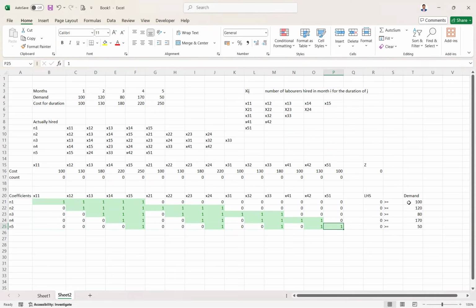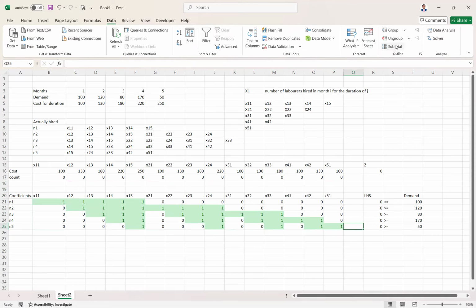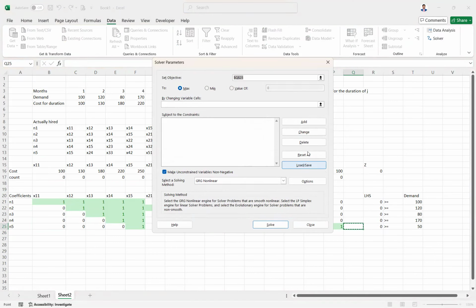We have put the constraints. These are the constraints. The laborers who are actually employed should be greater than or equal to demand so that the cost is minimized. Now let's simply go to Data, Solver, Reset All. And this is your objective function.